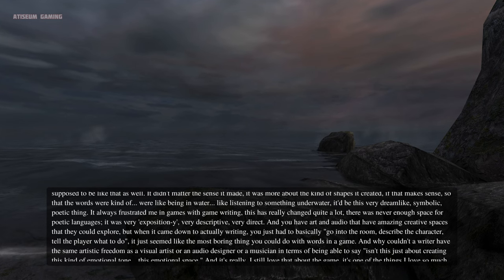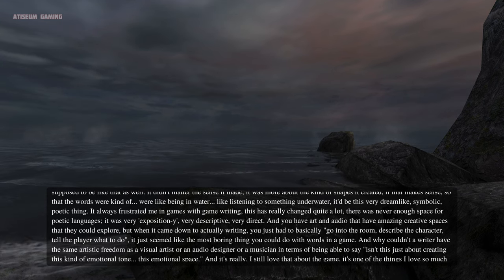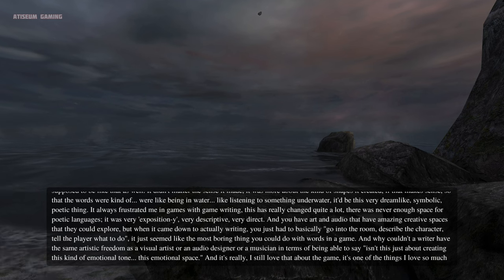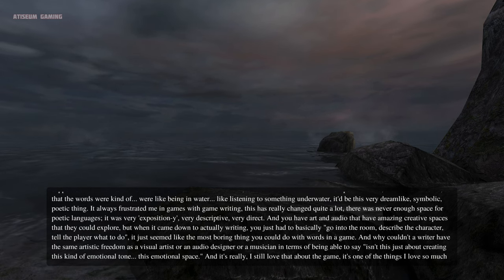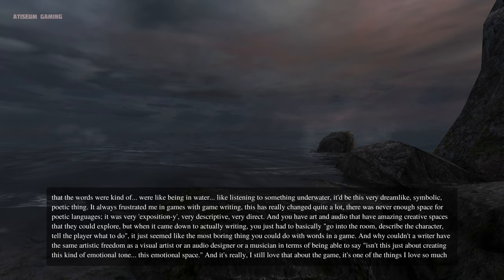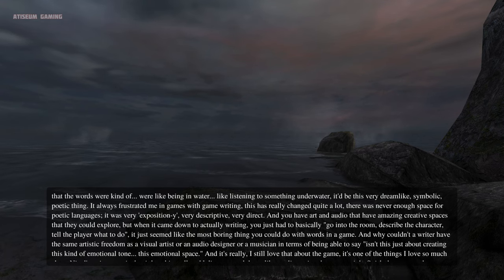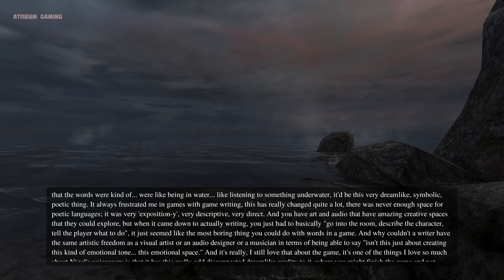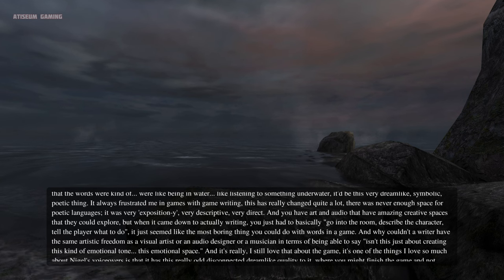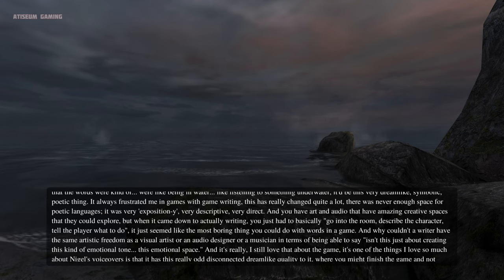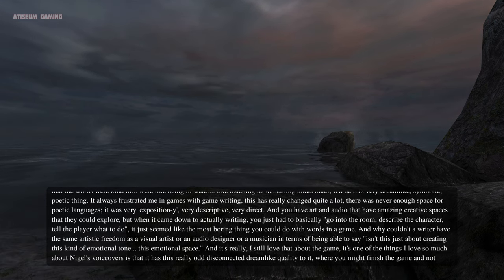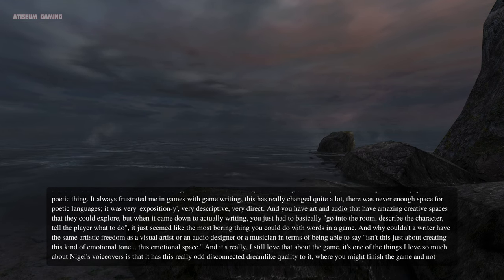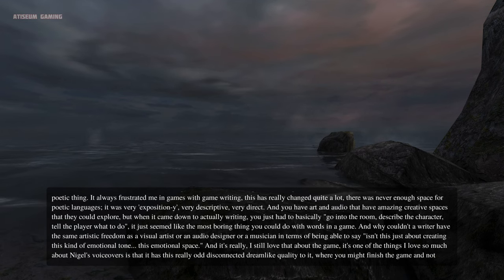And it always frustrated me in games with game writing. This has really changed quite a lot. There was never any space for poetic language. It was very expositiony, very descriptive, very direct. And you'd have art and audio with these amazing creative spaces they could explore. But when it came down to actually writing, you just had to basically go into the room, describe the character, tell the player what to do. And it just seemed like the most boring thing you could do with words in a game.